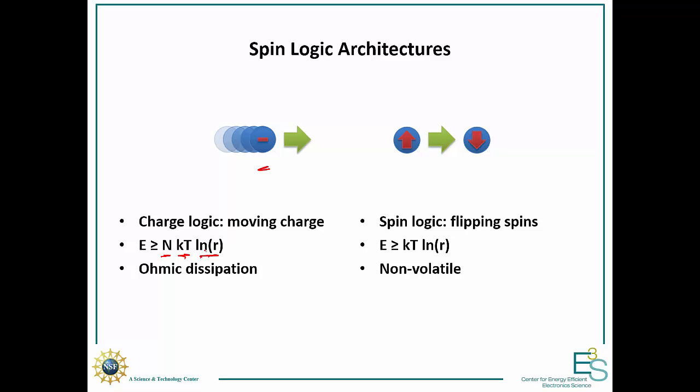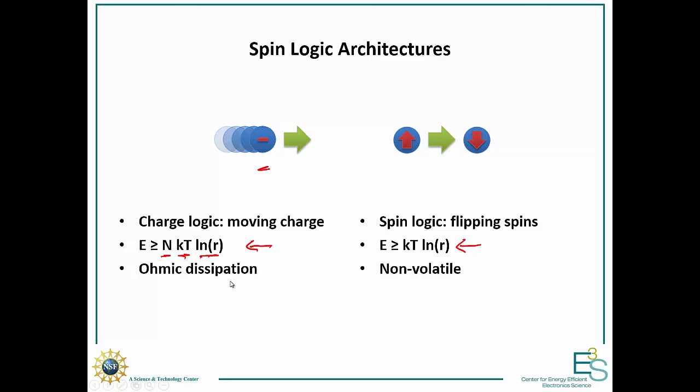Now, let's look at spin logic. Fundamentally, instead of moving this charge, we can just take electrons, which have intrinsic spins, and we just flip the spin. And if we have simply n spins, then again we would have n times kT ln R. However, if our ensemble of spins is strongly coupled to each other, say via the exchange interaction, as would happen in a regular ferromagnet, then they would reinforce each other so that they all point along the same direction. In that case, it would become more like a single giant spin. And because there are only two possible states now, all spin up or all spin down, the energy would reduce to just 1 times kT ln R.